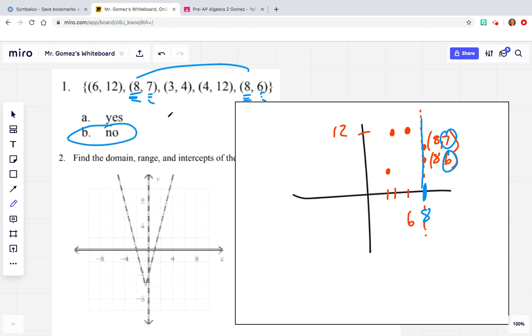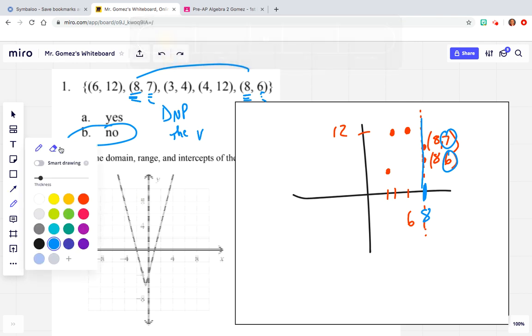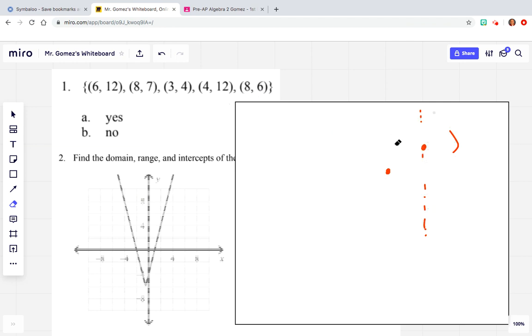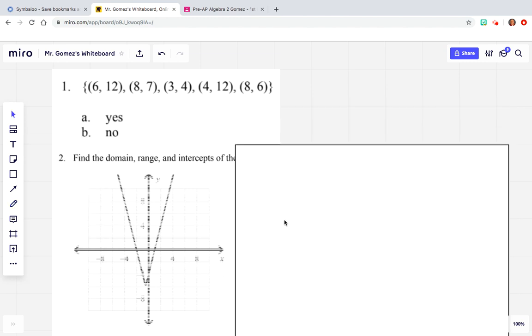Because it does not pass the VLT, this would not be a function. All right, let's move on. Oops, let me get an eraser. We're going to scroll through and move stuff around as we go through the video, but nonetheless, we're going to do these 5 questions in this one video. Let's move on down.